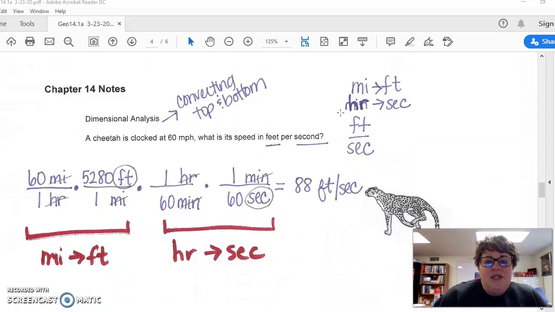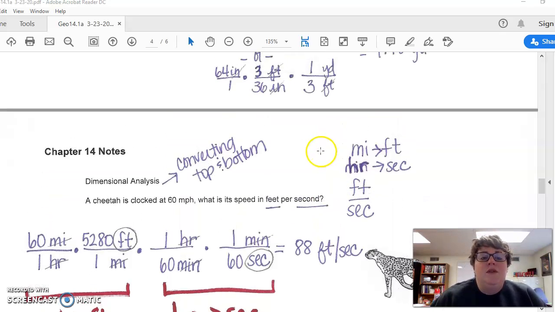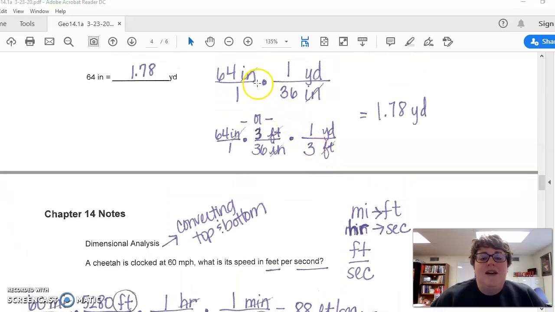So kind of going into more in depth with converting, you can also do what's called dimensional analysis. And dimensional analysis is converting both a top and a bottom. So if you'll notice up here on these problems, they just have 1 underneath the first term. So 64 inches over 1.